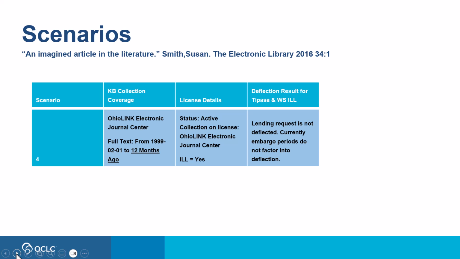Requests won't be deflected. The fourth and last scenario has the license as active and ILL equals yes. Then the request is not deflected. Also, embargo periods are not currently featured for deflection.